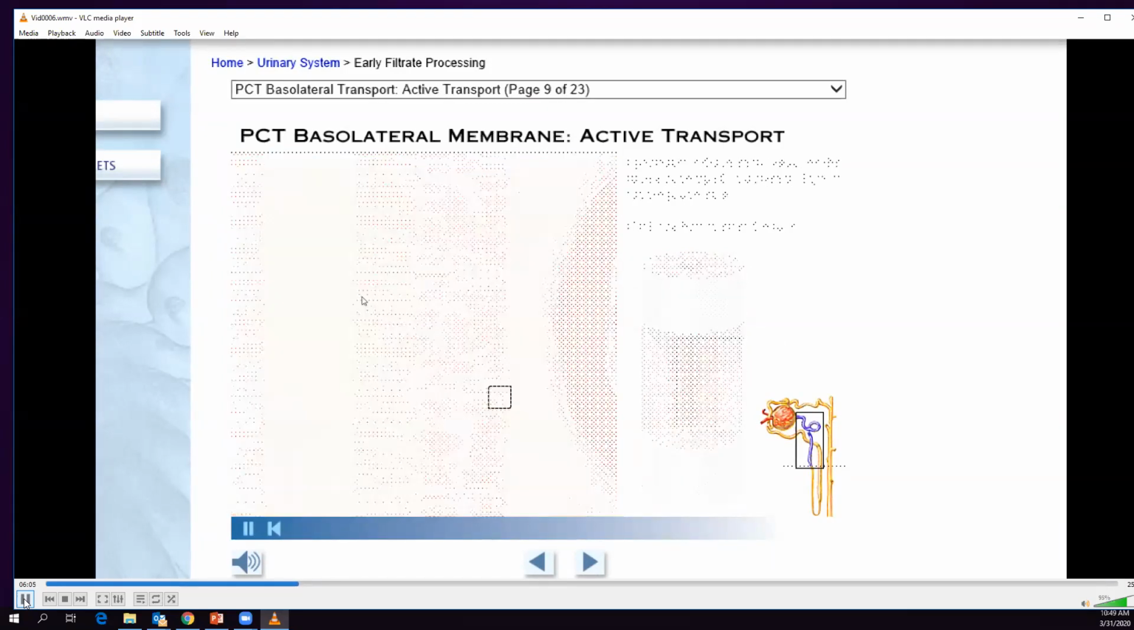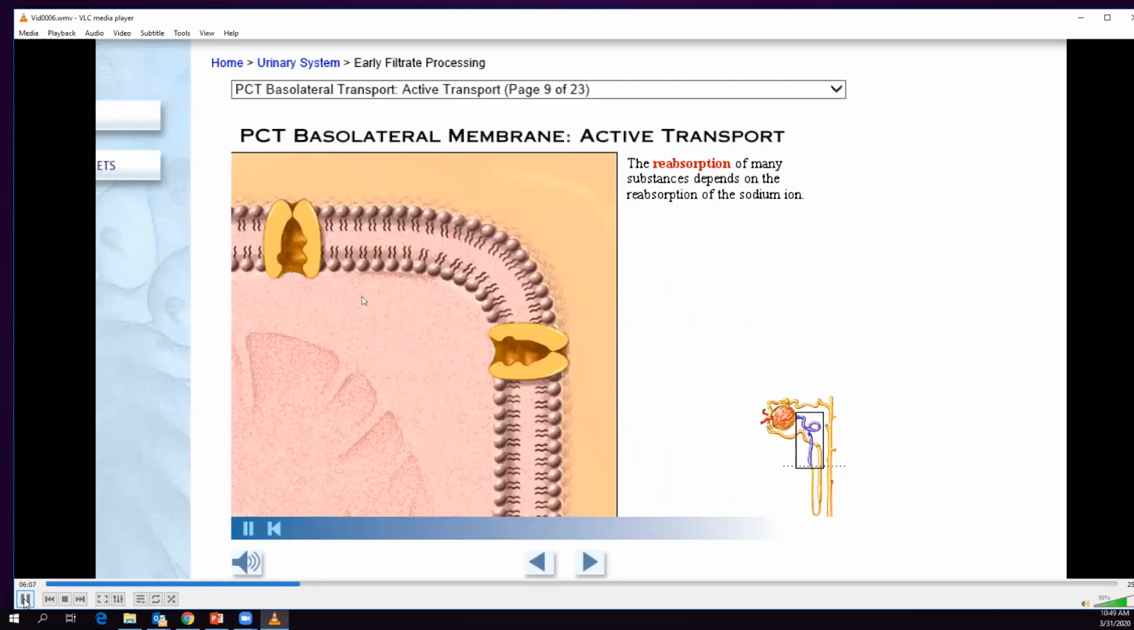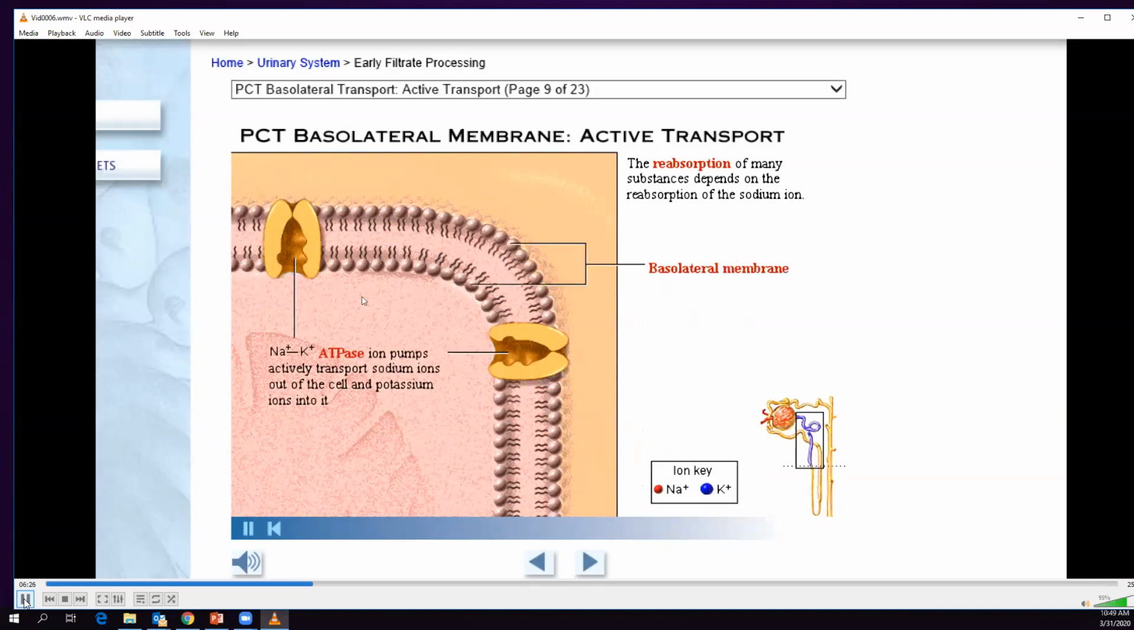So here's where we actually see the pumps working. The reabsorption of many substances from the glomerular filtrate in the PCT depends directly or indirectly on the active reabsorption of the sodium ion. The cellular structure responsible for this process is the sodium-potassium ATPase ion pump located in the basolateral membrane. Orient yourself to the parts of the scene and then click the sodium-potassium pump to activate it.